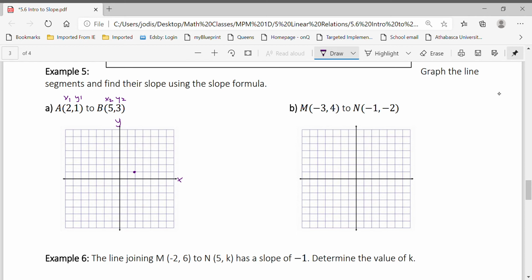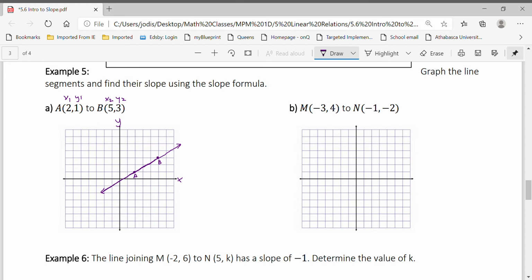Oh, that's an ugly A. Okay. For B, we're going to go 1, 2, 3, 4, 5, and then 1, 2, 3. This is B. And then use your ruler. Draw your line. Okay, so what we want is the slope of this line.